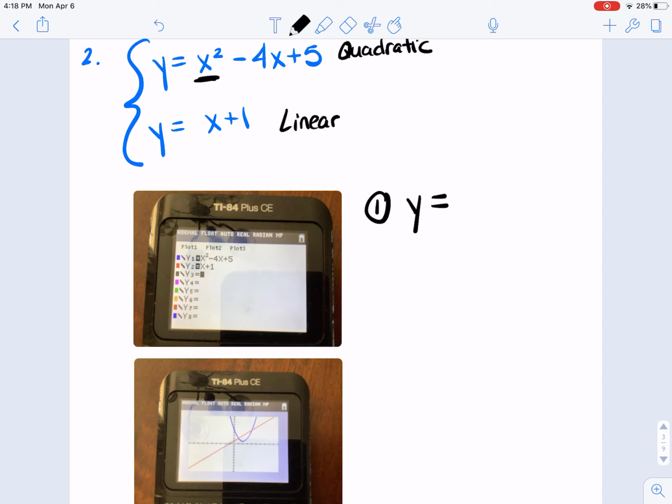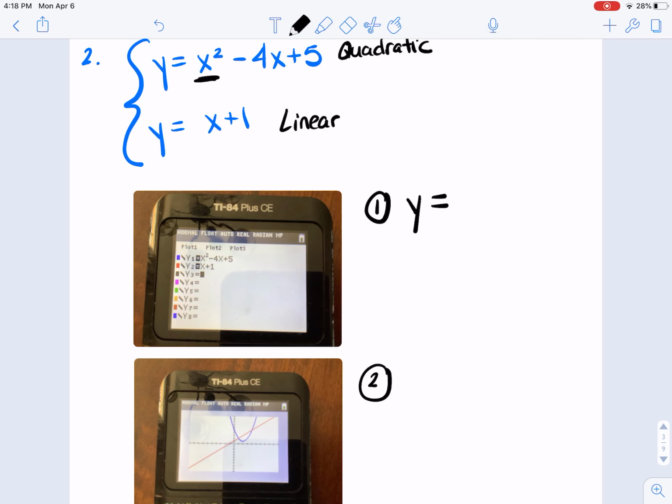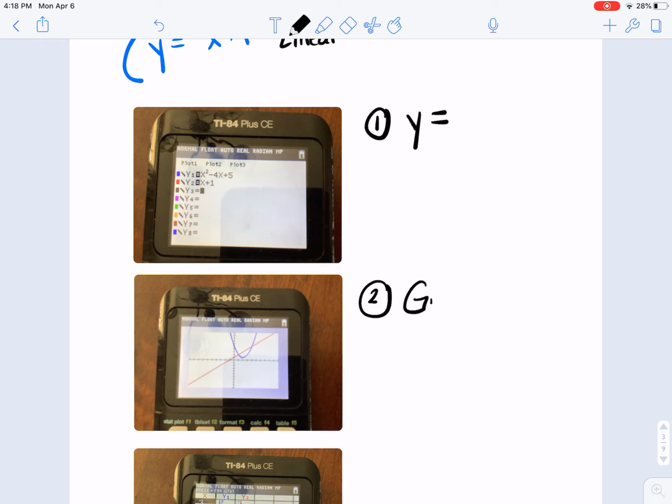Make sure that plot 1, plot 2, plot 3, nothing is highlighted. If it gives you an error in the next step, then that means that you have to go back to see if you have something typed in incorrectly. That would give you an error message. Now, for the second step, you are going to press the graphing button, which is the top right-hand button.